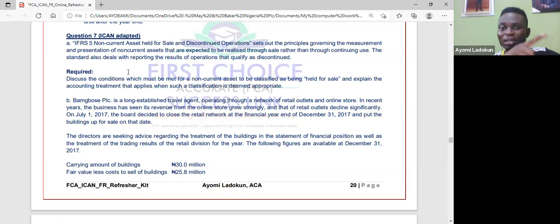Is a long-established travel agent operating through a network of retail outlets and an online store. In recent years, the business has seen its revenue from the online store grow strongly and the retail outlet decline significantly. So what's going on there?